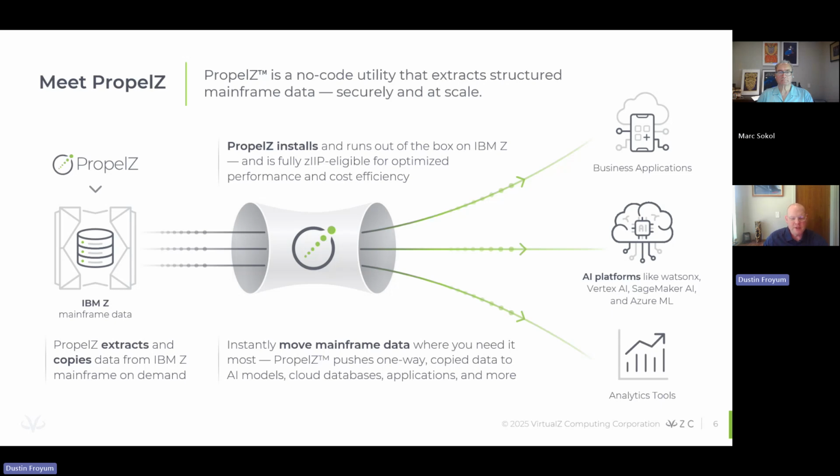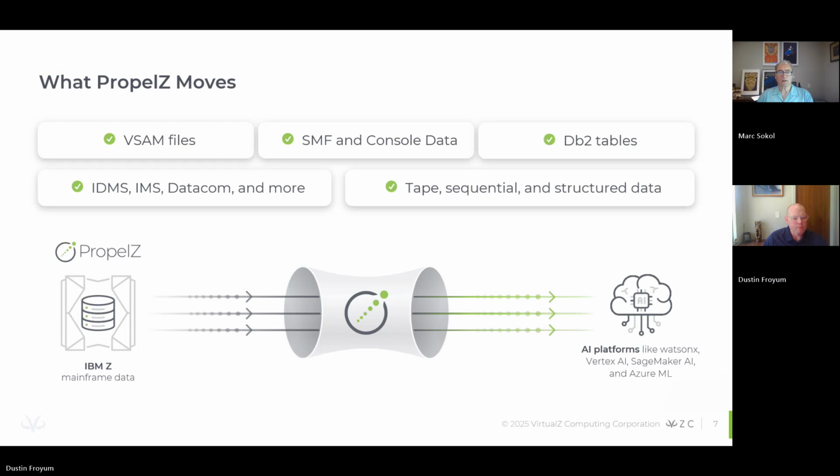So Mark, I'm going to ask you to talk a little bit about some of the inputs and the targets that we support a little bit deeper here. So on the mainframe side, let's talk about the inputs to PropelZ. We have the ability to natively read VSAM files along with indexes and alternate indexes and everything that is stored in the VSAM file. We can, of course, read sequential files, tape files. We can read DB2 tables directly. We can even read legacy databases such as IMS, IDMS, Datacom.